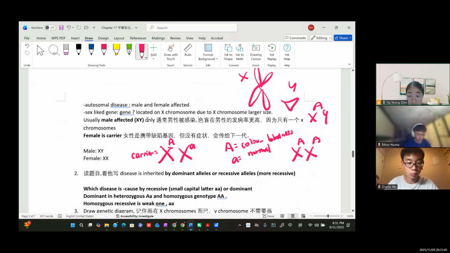So males are affected because they only have one X chromosome. If they get the gene, they will just show the symptom. But the female is a carrier, and she has two X chromosomes. So if the other X chromosome carries the normal gene, it helps to suppress the effect of the defective gene, so she will not show symptoms, but she can transmit the gene to the next generations.